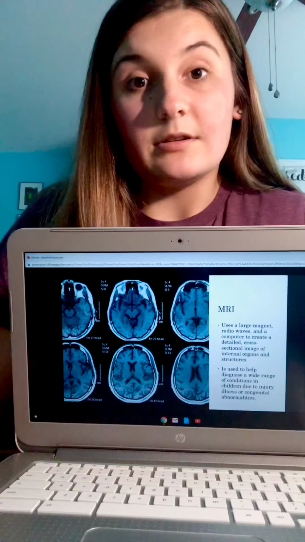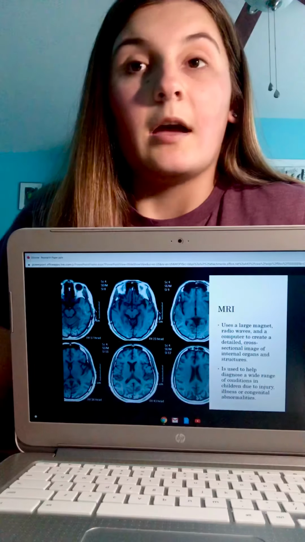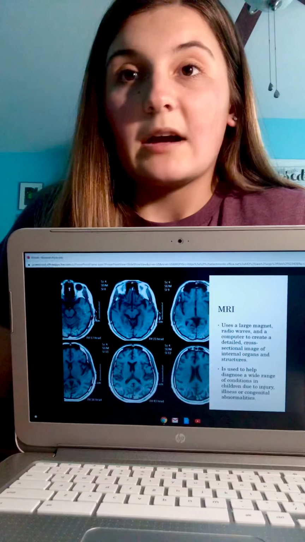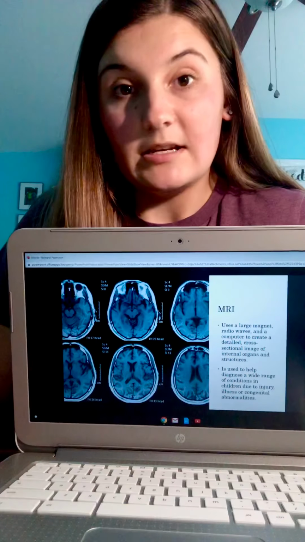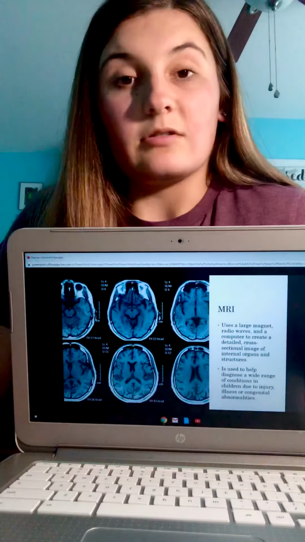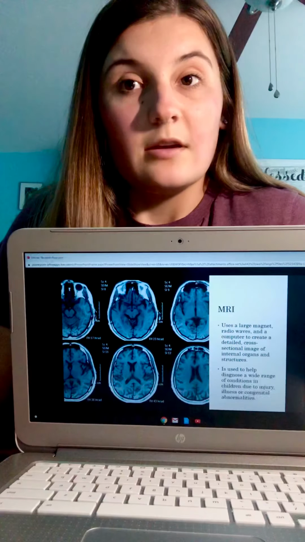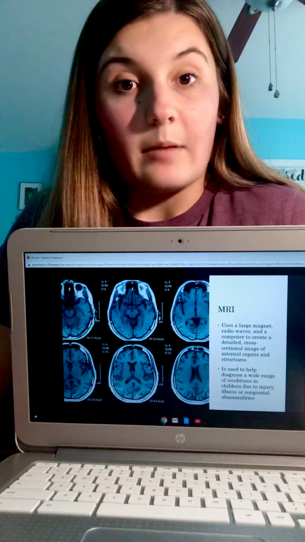So now on to non-ionizing radiation. MRI uses a large magnet and radio waves to create cross-sectional images just like CT. It can diagnose conditions due to injury, illness, or congenital abnormalities.